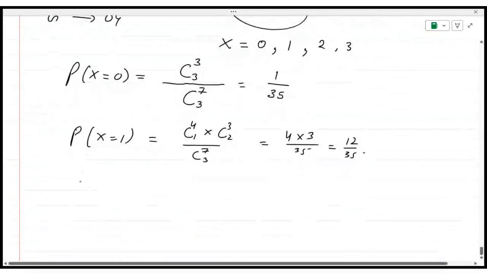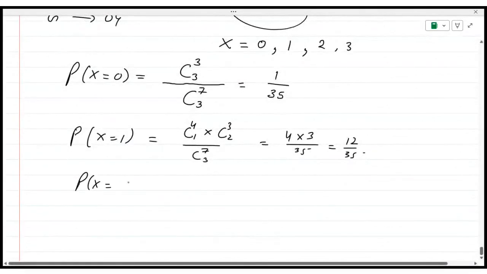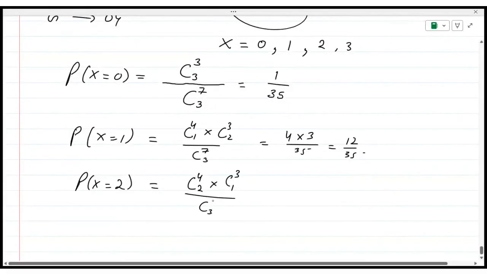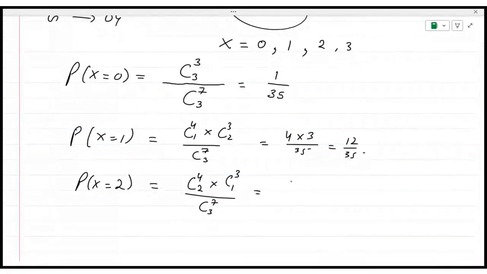Okay. Then in the same way we will find what are the chances of getting 2 good components. So how many good components are there? 4. We want 2 good. Total 3 are selected, so 1 will be bad. How many bad are there? 3. Now total ways of selecting 3 components out of 7, 7C3. So let us simplify this. 4C2 will be 4 into 3 upon 2, that is 6, into 3 divided by 35, which is 18 by 35.